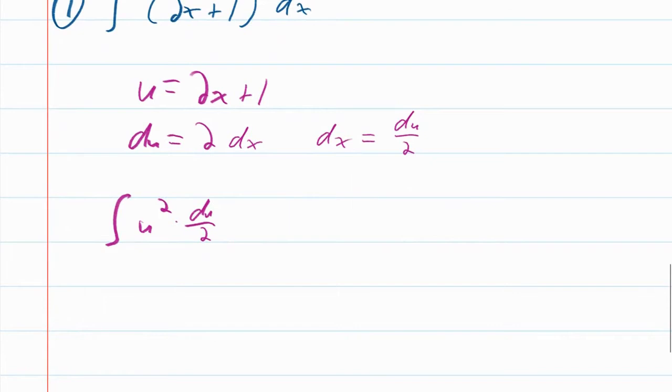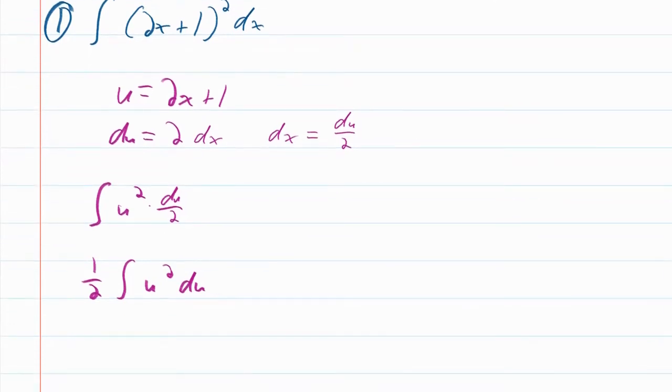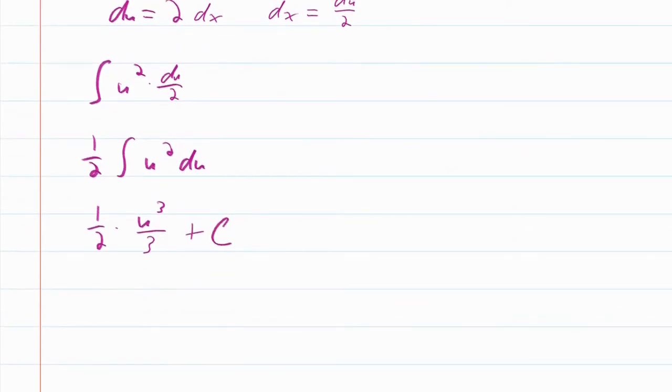I like pulling out constant multipliers, and we have a 1/2 factor that I could factor out and just get 1/2 integral of u squared du. What I've done is I've made a more complicated problem become a simpler problem. And the integral of u squared is u cubed over 3 plus constant. So final steps are to multiply the 1/2 times the 1/3, and then to express the u cubed that's sitting there, to put that back in terms of x's. So this would be (2x plus 1) cubed over 6, plus constant.